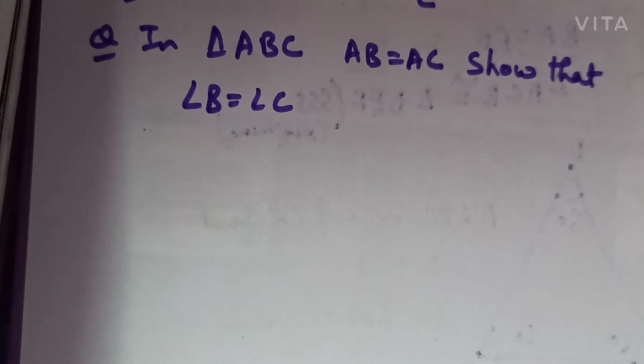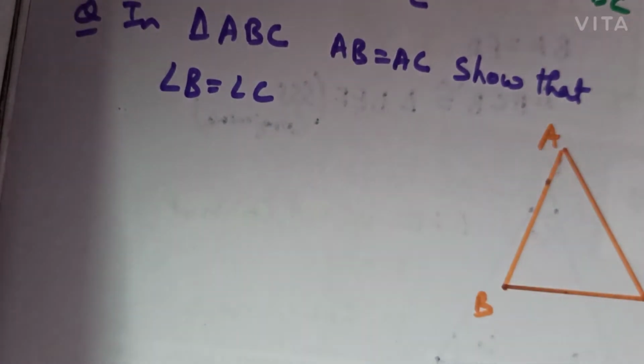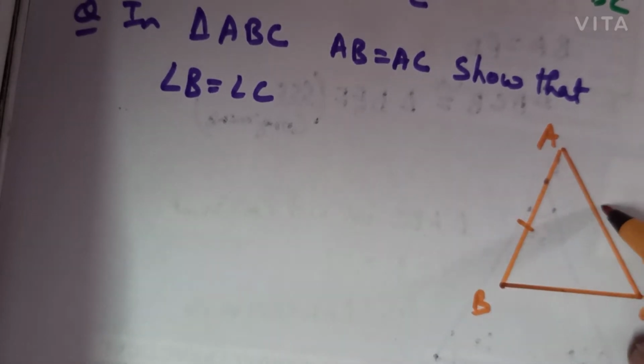Okay, this is the question: in triangle ABC, side AB is equal to side AC. Show that angle B is equal to angle C, or it can be prove that angle B is equal to angle C. So first of all, in this question we are not given the figure. So the very first thing we have to do is draw the figure and write what is given, what is to prove, and then we will start the proof. So it is given that triangle ABC is an isosceles triangle, that is side AB is equal to side AC. This is given in the question.